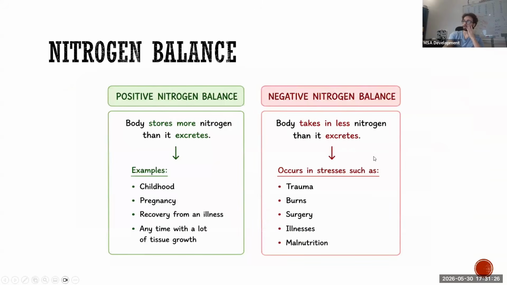Okay? Now, we're going to talk about an important concept. You're going to get probably 2 questions about it, but it's very easy. I mean, I swear, free grades, guys. Nitrogen balance. Nitrogen balance is basically the nitrogen in the body. If it's positive nitrogen balance, it means we are storing more nitrogen than we are losing. Negative nitrogen balance means that we are losing much more nitrogen than we are gaining.